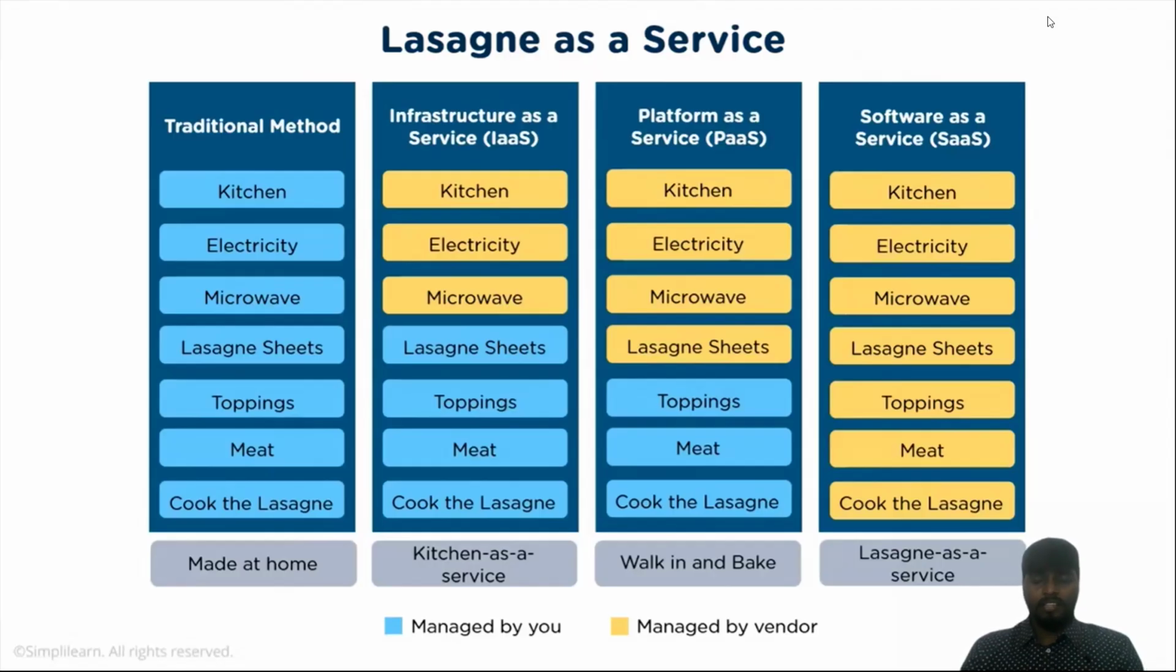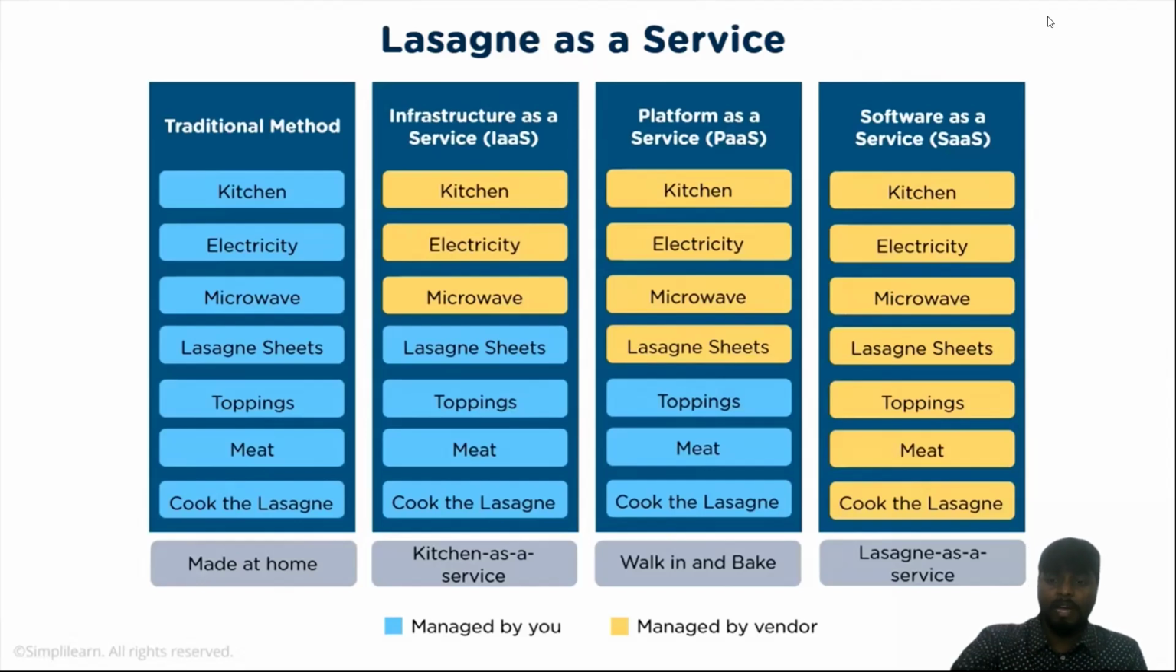And coming to the traditional method, we have to maintain everything. Kitchen, we have to maintain electrical appliances, we have to bear that electricity, as well as we have to bring the groceries, toppings, meat, everything, and then we have to start cooking for each and everything. That is what the traditional method or the in-house method. We have to maintain all the servers inside our house.